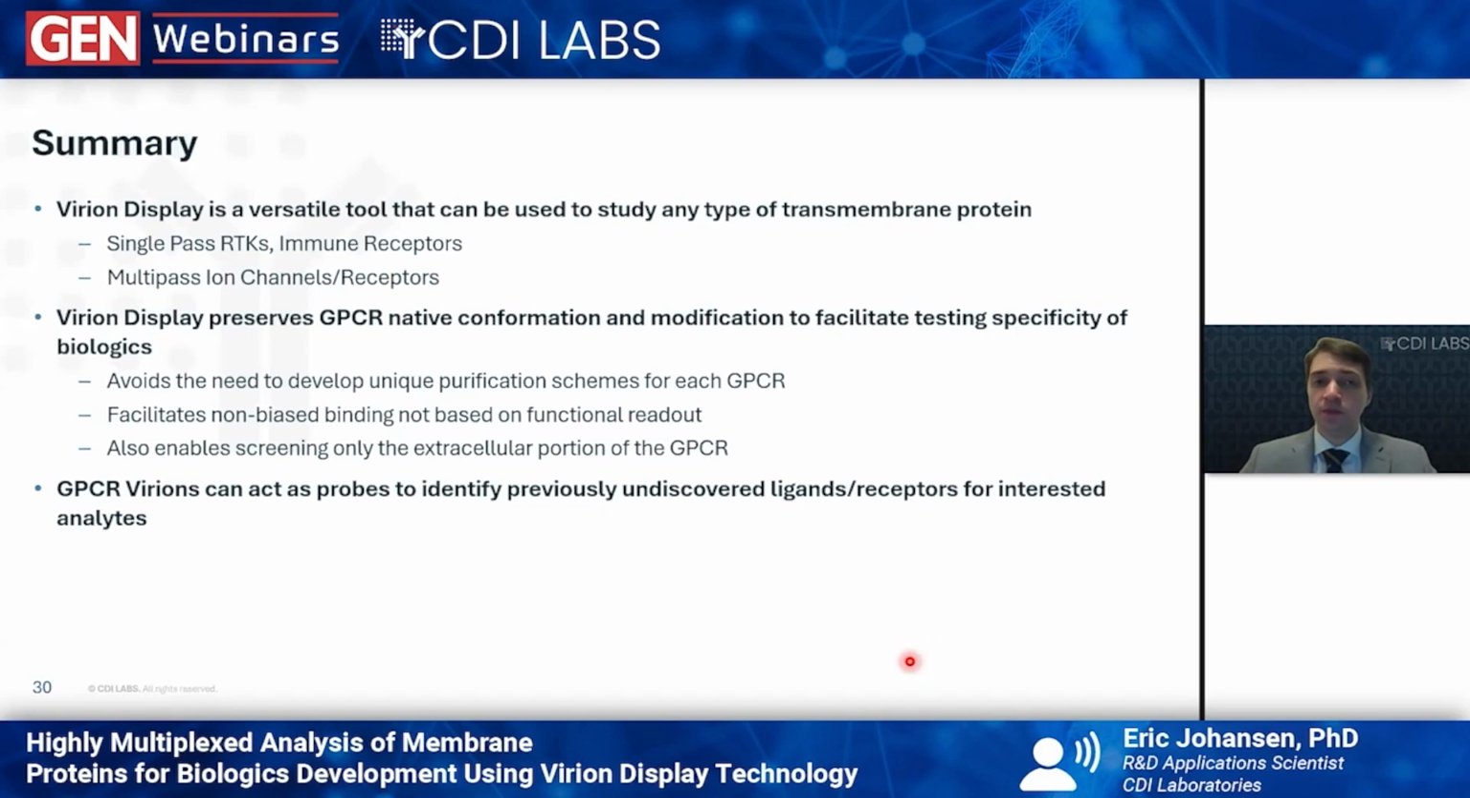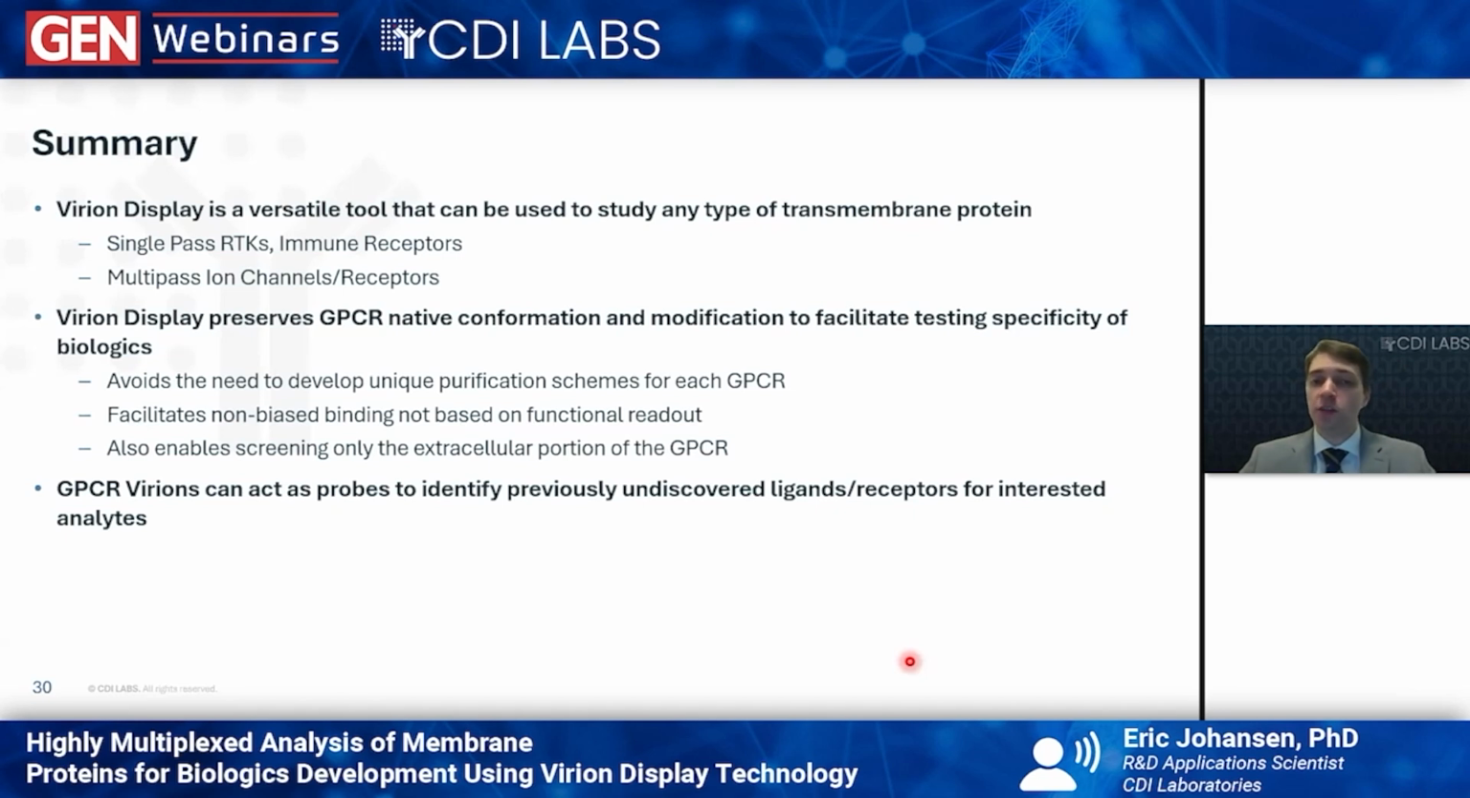In conclusion, virion-display is a versatile tool that can be used to study any type of transmembrane protein. We've done it thus far with single-pass RTKs and immune receptors. The future can hold that we'll expand this to multi-pass ion channels or other types of receptors. Virion-display sets itself apart as it preserves its native conformation and post-translational modifications to facilitate testing of biologics.